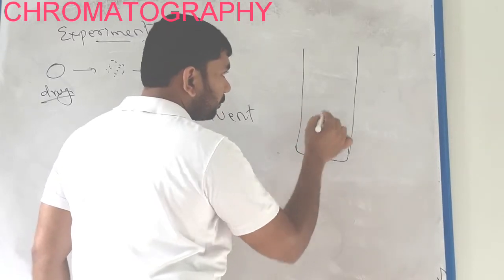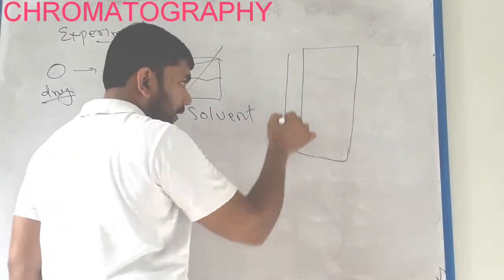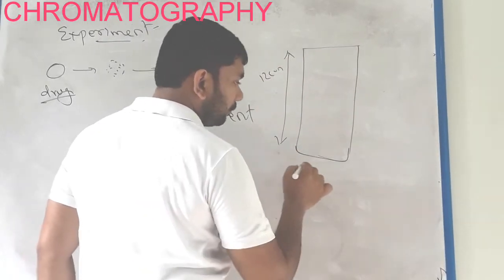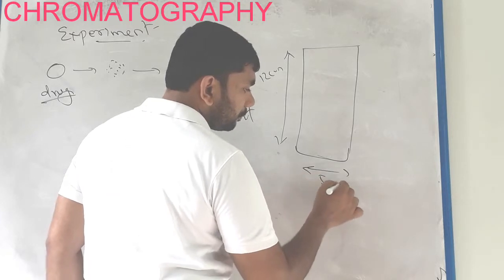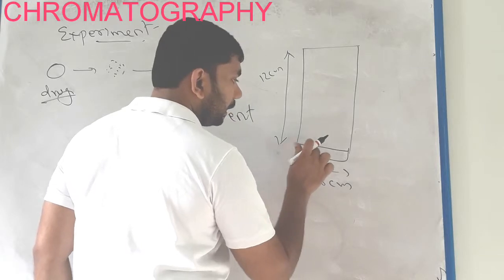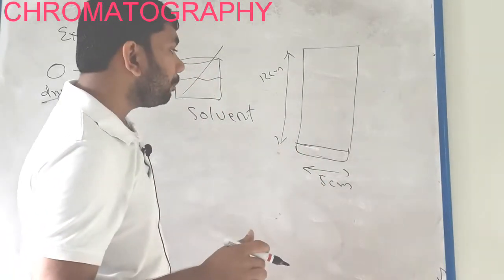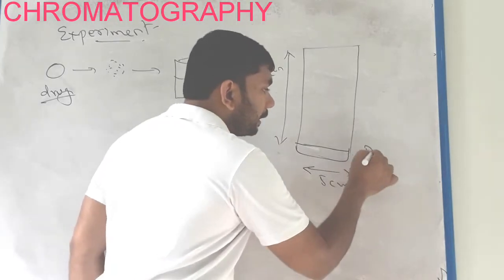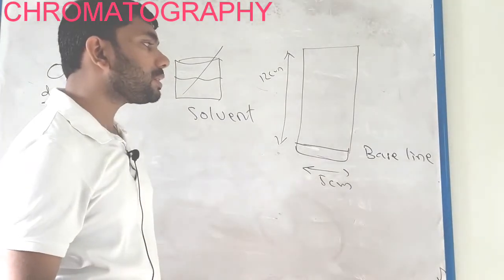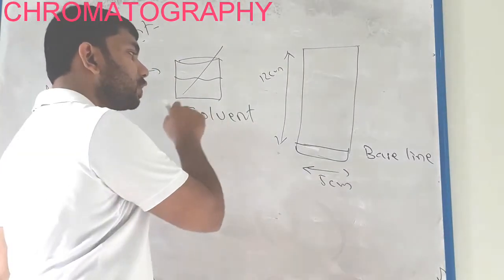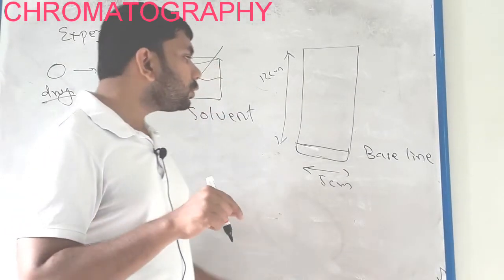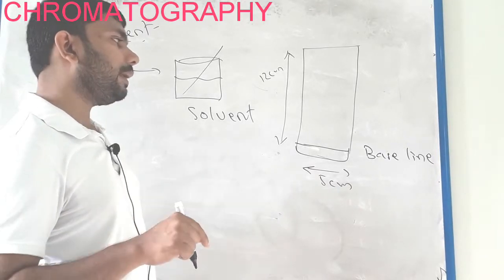This is chromatographic paper. Here the length of the chromatographic paper is around 12 centimeter and the width is 5 centimeter. At the bottom part of the chromatographic paper we will draw a line with a pencil. This line is called the baseline. The baseline is drawn with a pencil because a pencil line does not dissolve in the solvent. Ink will dissolve. That's why we use a pencil to draw the baseline.